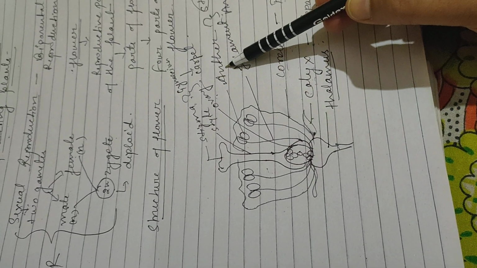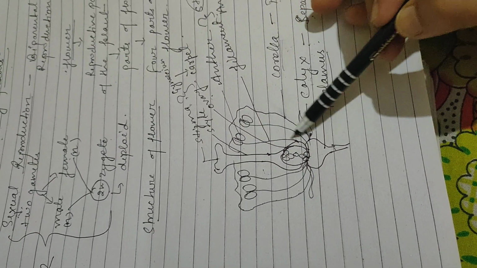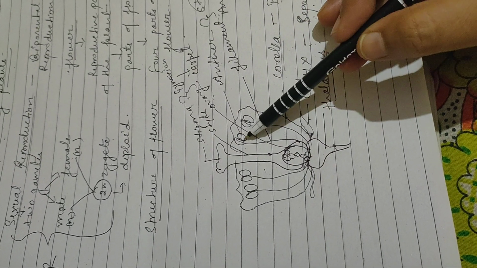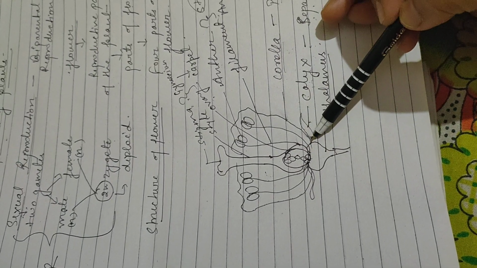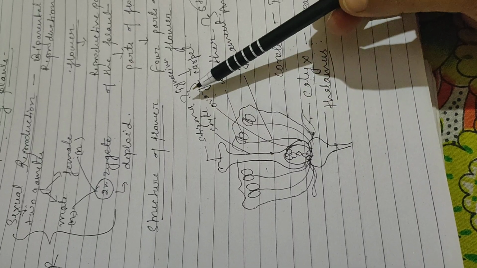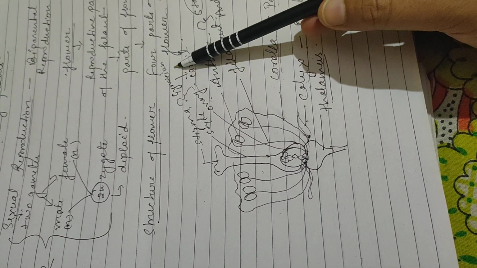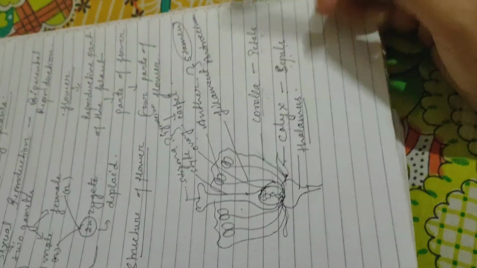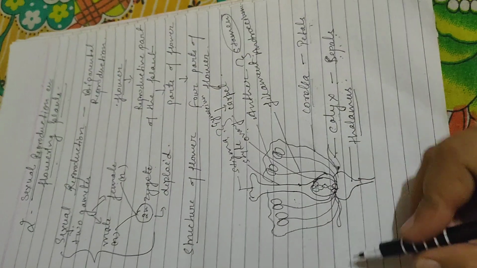In the anther, pollen grains are present. And this is the filament, the attachment part of the male part, fixed to the thalamus. Stigma, style and ovary combine together to form gynoecium, that is the female part of the flower. Hope you all understand all the points.